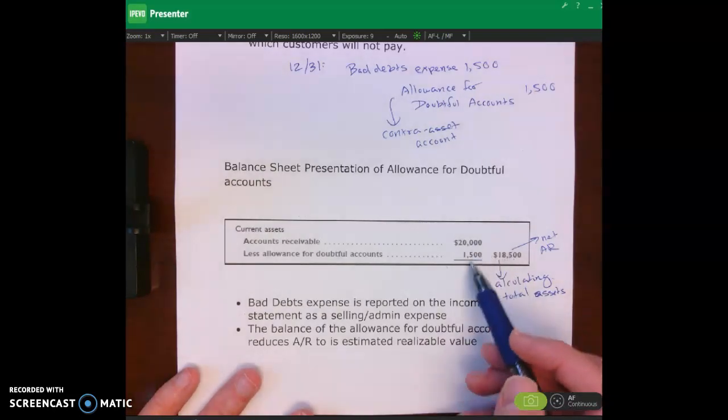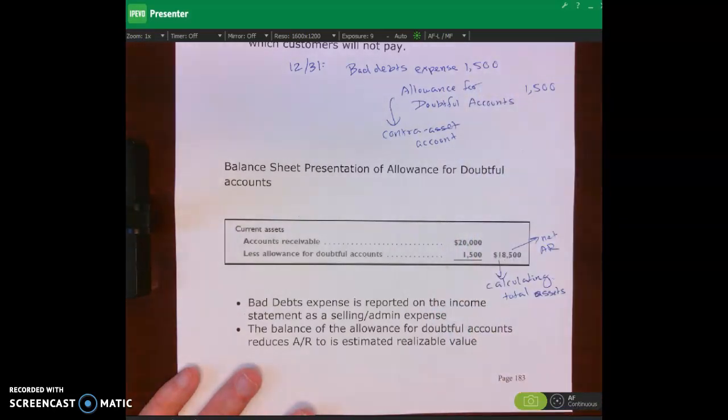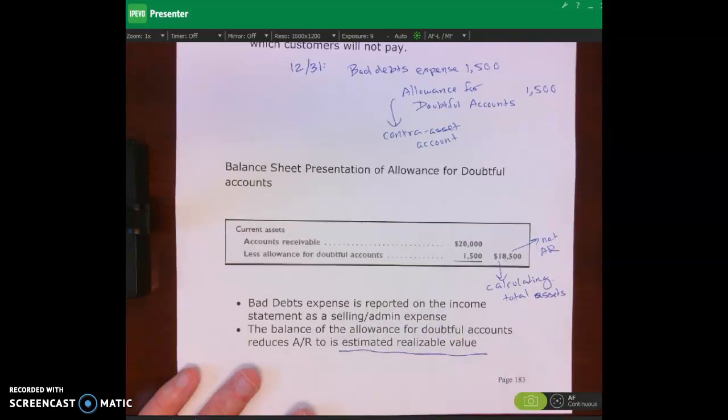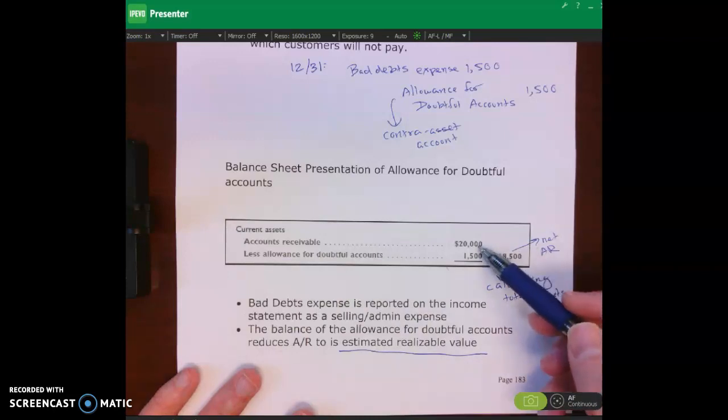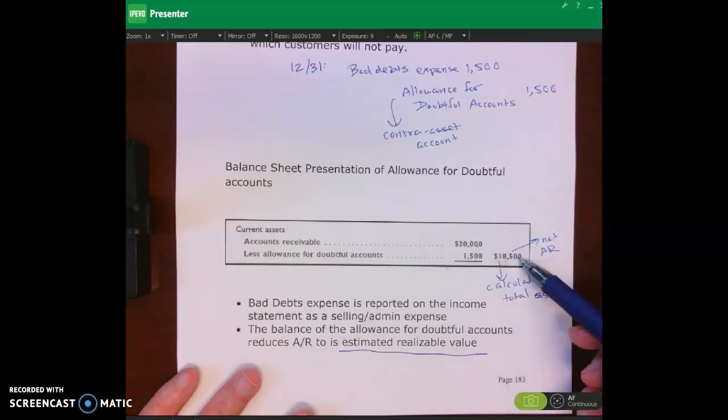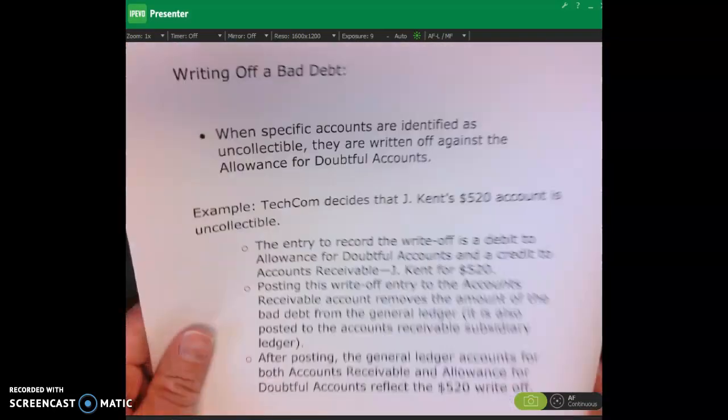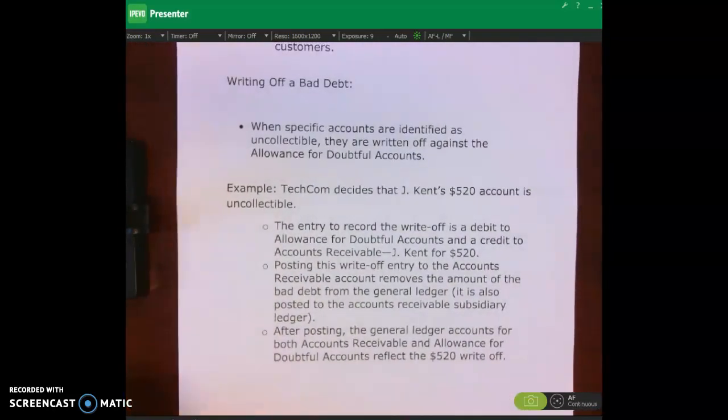Bad debts expense, right up here, as I was saying in the prior lecture video, is an expense on the income statement. It's classified as a selling and administrative expense on the income statement. And this is also known as our estimated realizable value. Sometimes you'll see it as accounts receivable net, okay? So basically our accounts receivable minus our allowance for doubtful accounts gives us the net accounts receivable right there, okay?